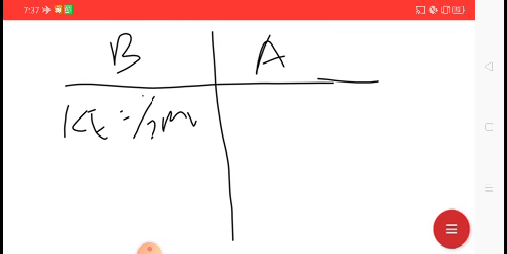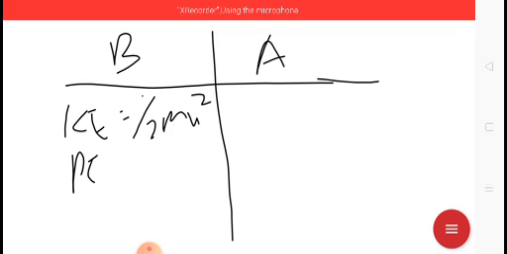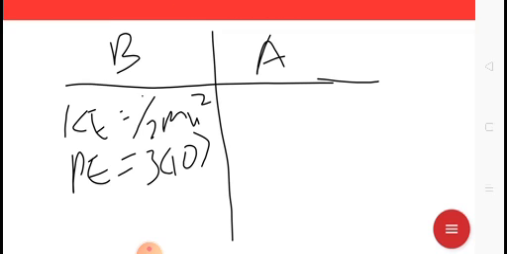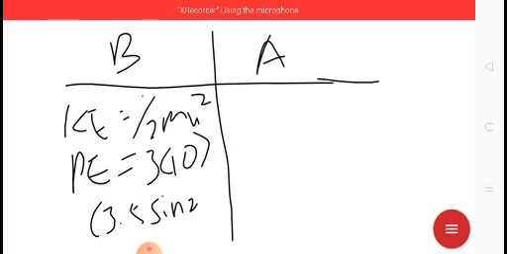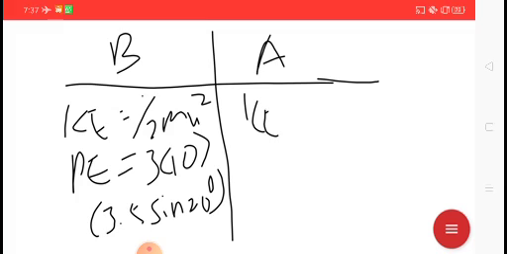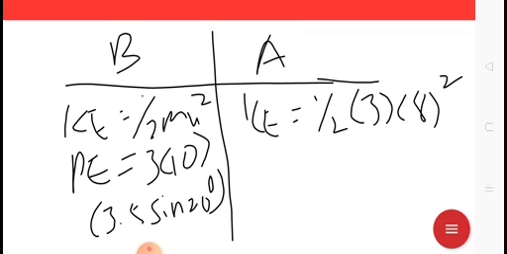is 1/2 mu square. The PE that you have is mgh, so it is equal to 3 times 10 multiplied by 3.5 sine 20. Okay, and KE after, you have 1/2 mv square, so 1/2 m 8 square. Okay, and at the bottom of the slope, PE is equal to 0.